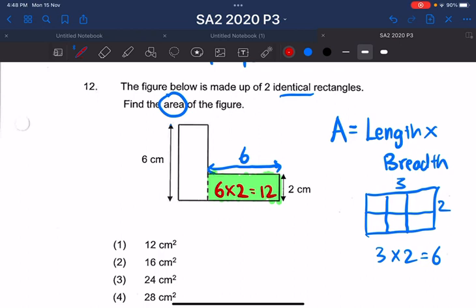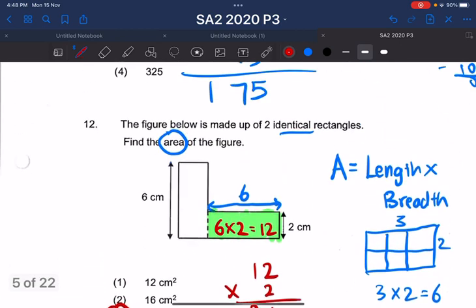Now 12 is the area, but that's only for one rectangle. So for me to find the area of 2 rectangles, what I can do is just multiply it by 2. I will be able to get the area for these 2 rectangles. So the answer in this case is 3. So far, I hope you are paying attention and you know what we have been doing for this whole year. Alright, now 3 more questions to go and we are done with section A.